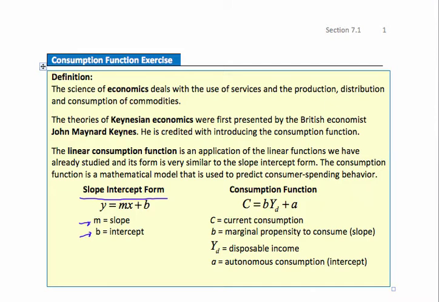So we have capital C here taking the place of y, and that is current consumption, or how much somebody is consuming. Then we have B, which is the marginal propensity to consume, which is our slope. So that's the same thing as our slope m in our slope-intercept form. And then Y sub D, that's how it's read, all of that is the disposable income that a person has. And then A at the end, which is like our y-intercept, that is the autonomous consumption.